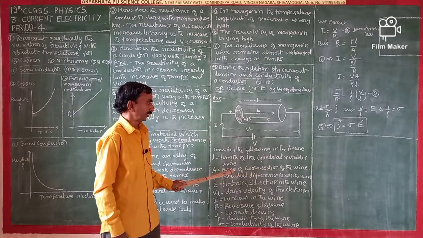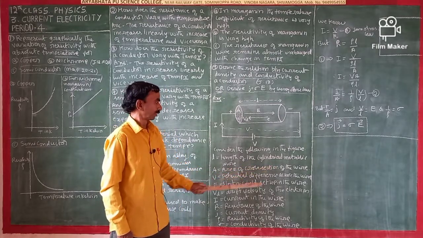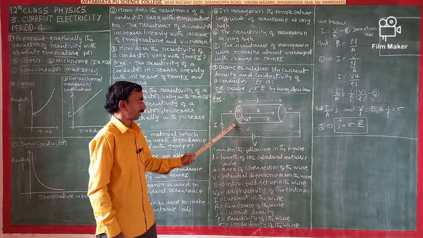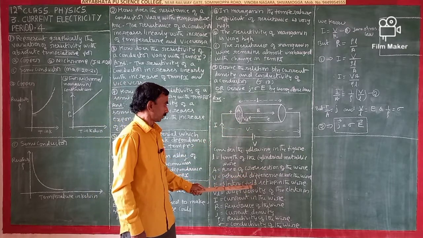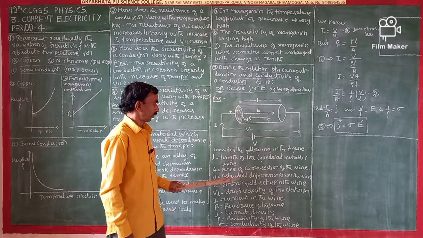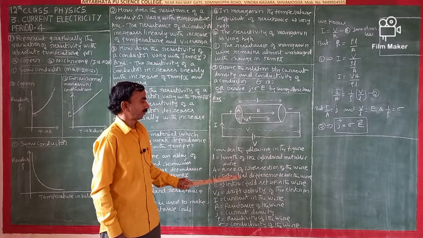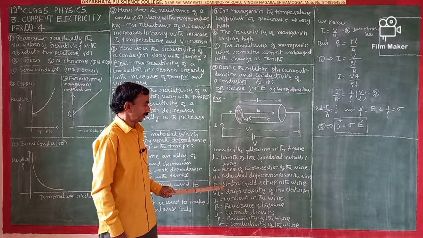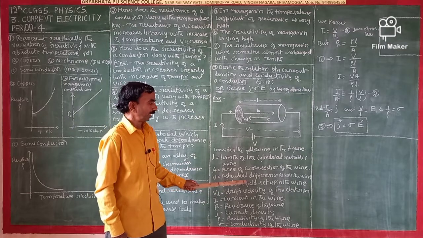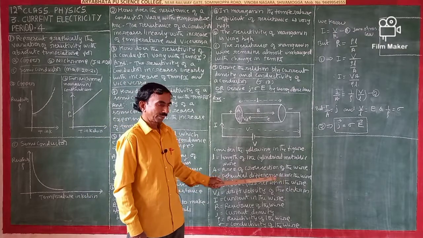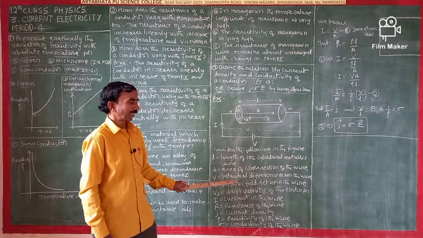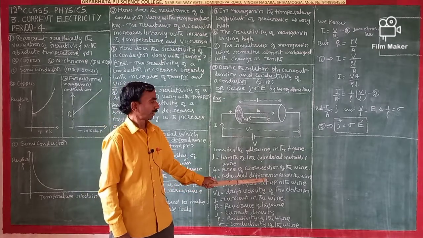A is equal to area of cross section of the wire. V is equal to potential difference across the wire. E is equal to electric field set up in the wire.